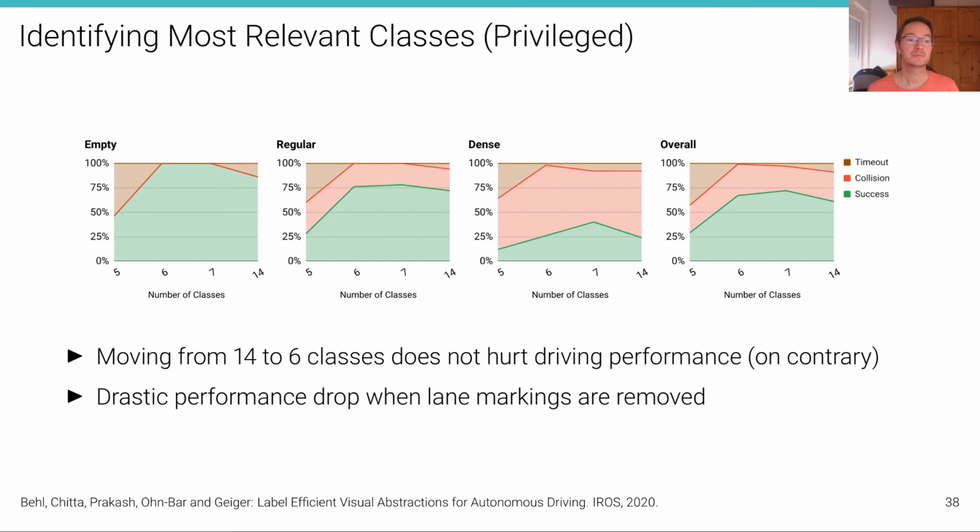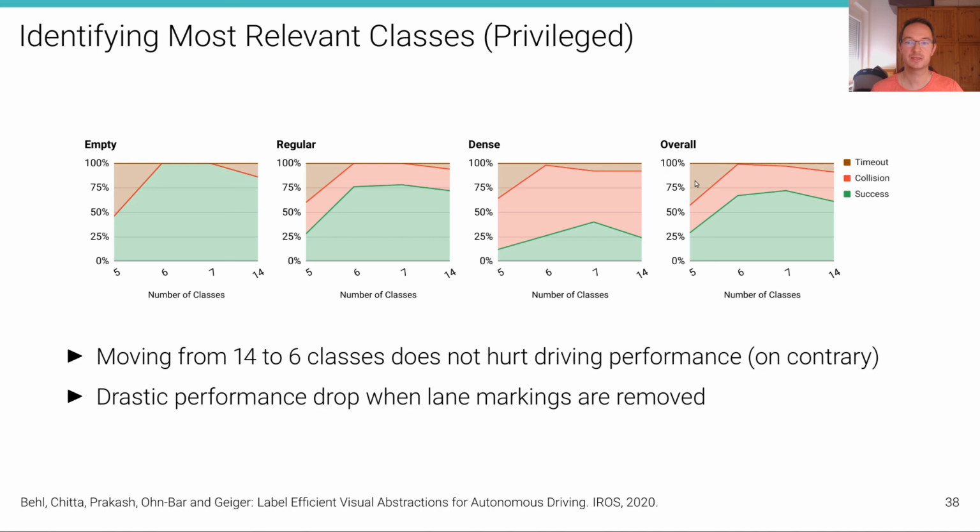So here are the results. We can see different plots for the different levels of difficulty: empty, regular, and dense. And the right plot here is for the overall performance across all the levels of difficulty. On the bottom, on the x-axis, you can see the number of classes that are considered, and on the y-axis, the success rate that has been obtained.